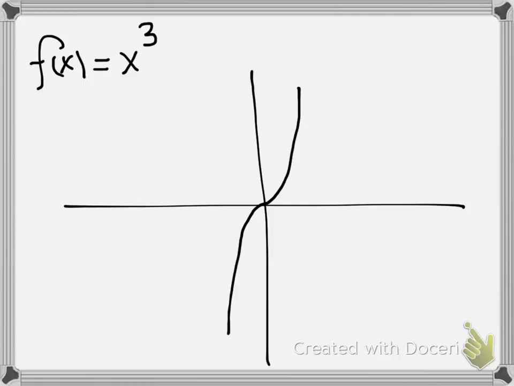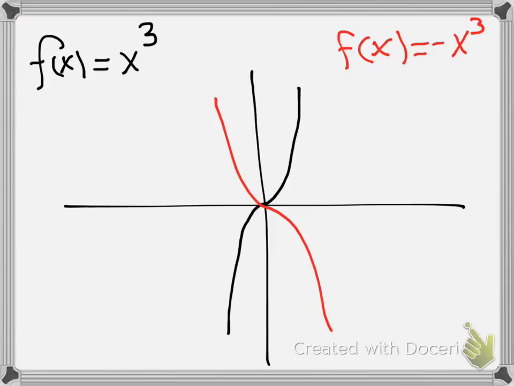And if we consider f of x equals negative x cubed, what happens to the graph? The sketch looks like this. Now, notice that as x approaches negative infinity, y approaches positive infinity. And as x approaches positive infinity, y approaches negative infinity.